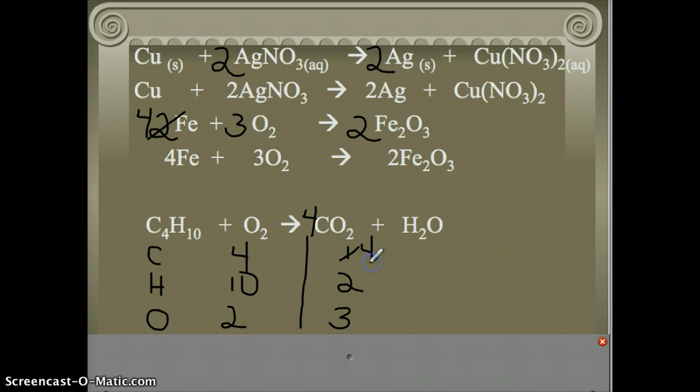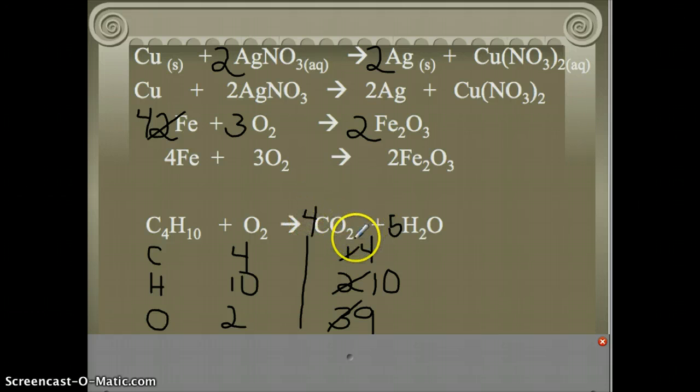But now I've also changed my oxygen. So I have 4 times 2, I have 8, plus 1 over here on the water. So my oxygen count is 9. Make sure you update everything each time that you do any balancing. So now I'm going to tackle the hydrogens. I have 10 over here, so to get 10, I'm going to put a 5 in front of the water. So that will give me 10 hydrogens. Again, I have, unfortunately, messed up my oxygens. So go back and start from scratch in your counting every single time.